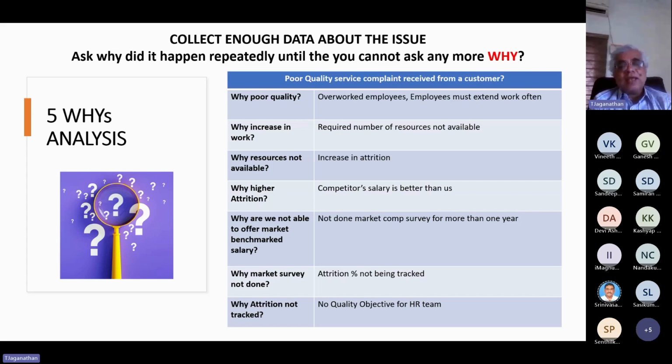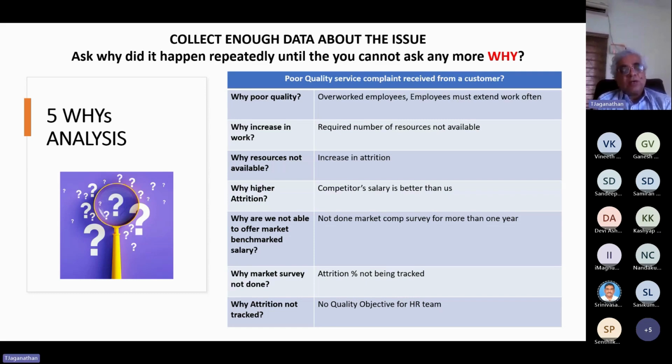Okay, so why higher attrition? Because someone else has opened a service center nearby and they are poaching all my people. Okay. Then why are we not able to offer a benchmark salary so that people don't go? Because we have not proactively done a market compensation survey for more than 1 year. So we are not able to give the market correction. Why was the market survey not done? Because attrition percentage was not tracked. Nobody thought that it needed to be done. Unless a problem comes, nobody wakes up.